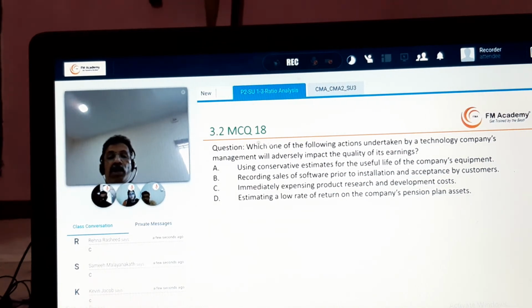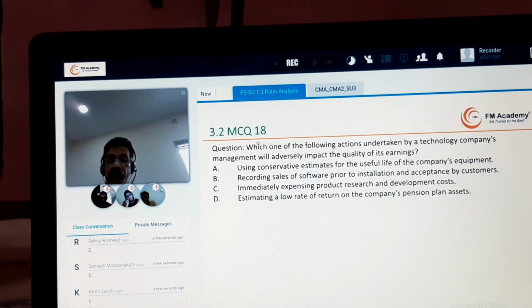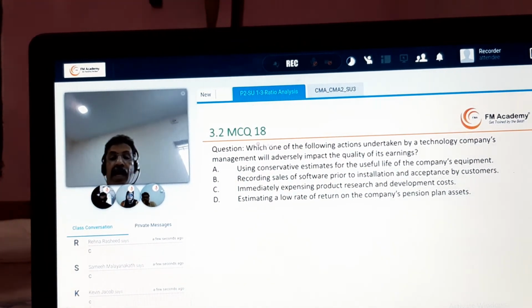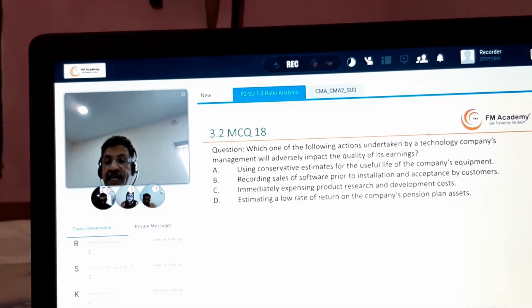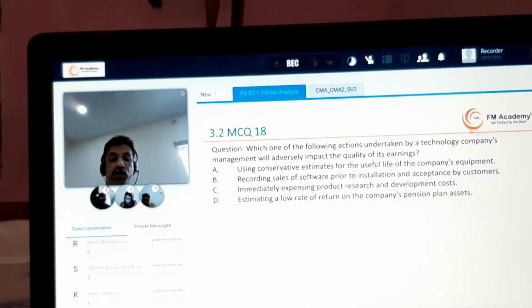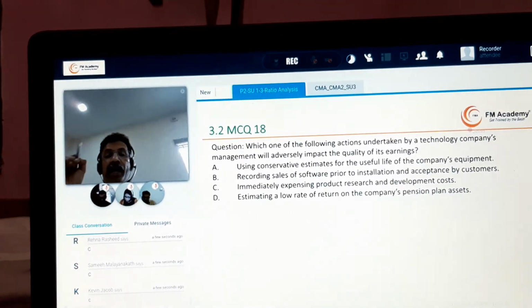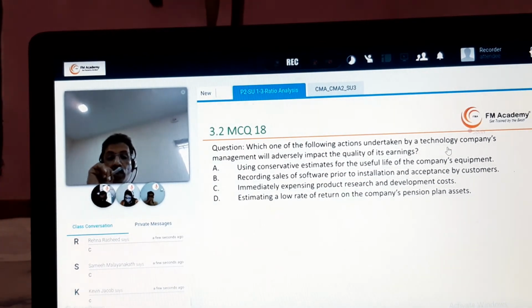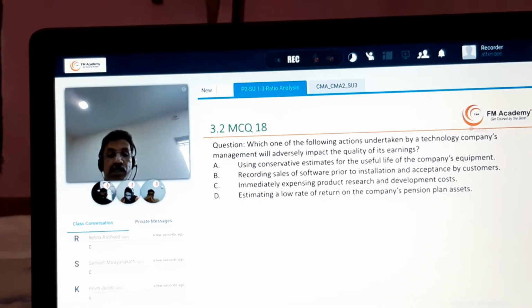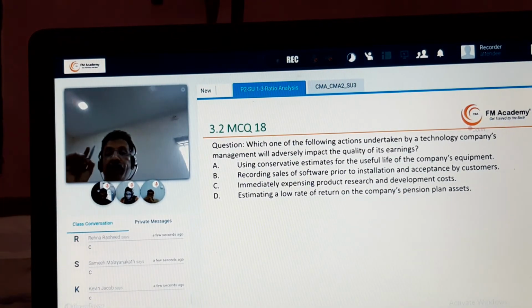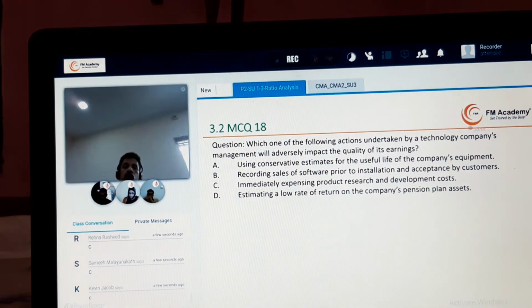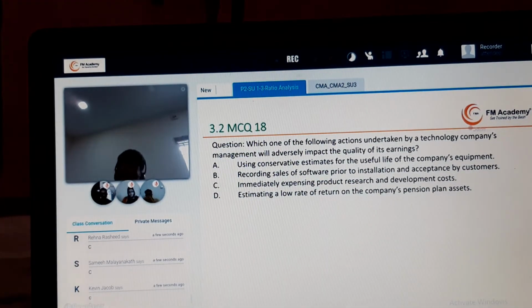Then, which one of the following actions undertaken by a technology company's management will adversely impact the quality of its earnings, right? So which of the following actions taken by the management will adversely impact the quality of earnings? There is a discussion I am going to have about the quality of earnings. Let me do that now.